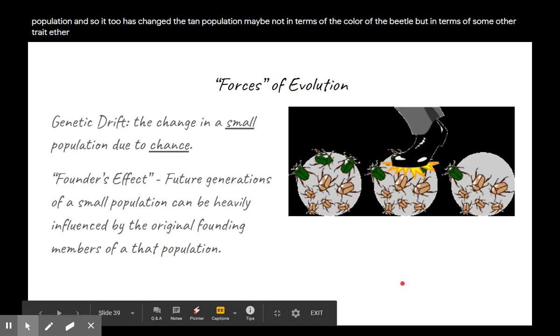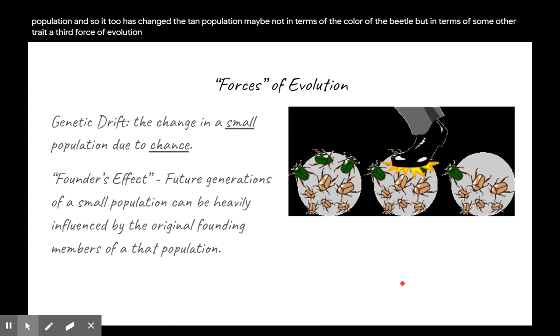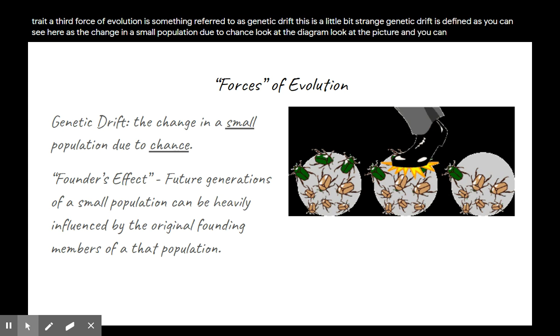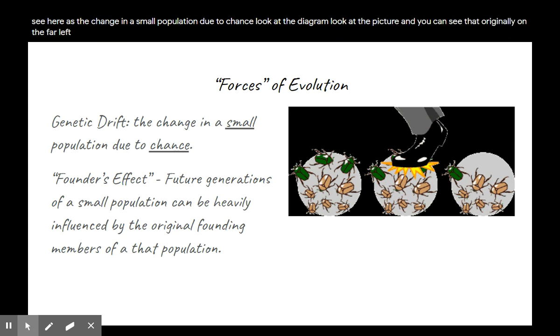A third force of evolution is something referred to as genetic drift. This is a little bit strange. Genetic drift is defined, as you can see here, as the change in a small population due to chance. Look at the diagram, look at the picture, and you can see that originally on the far left, we have a population of 9 beetles.